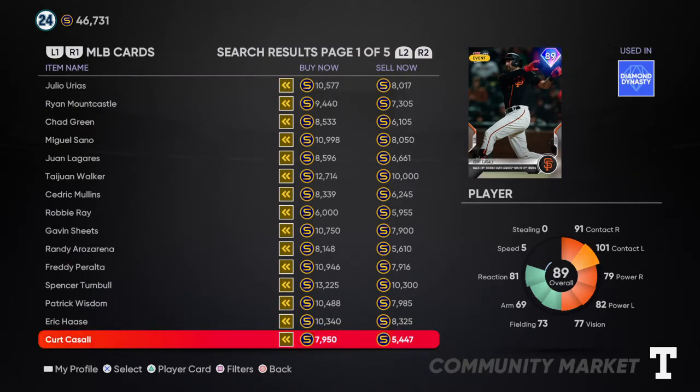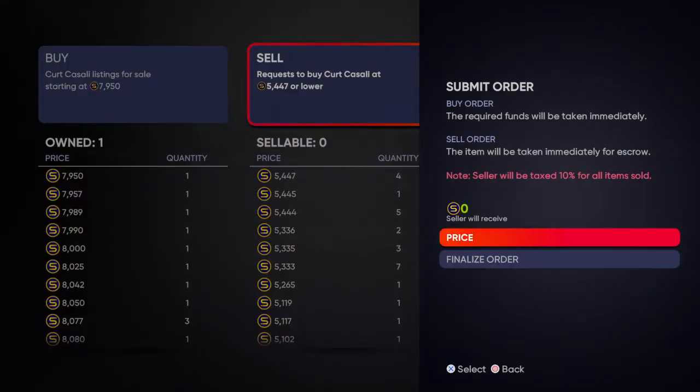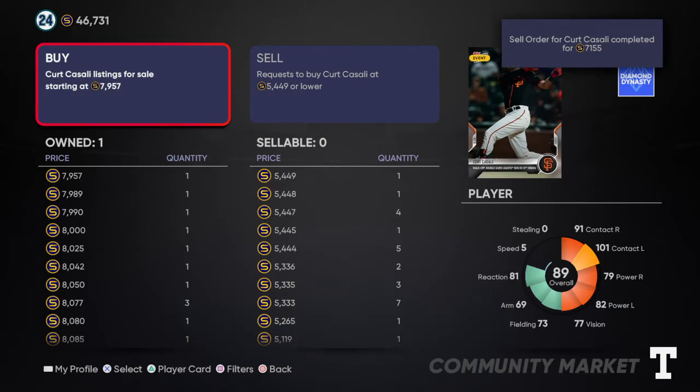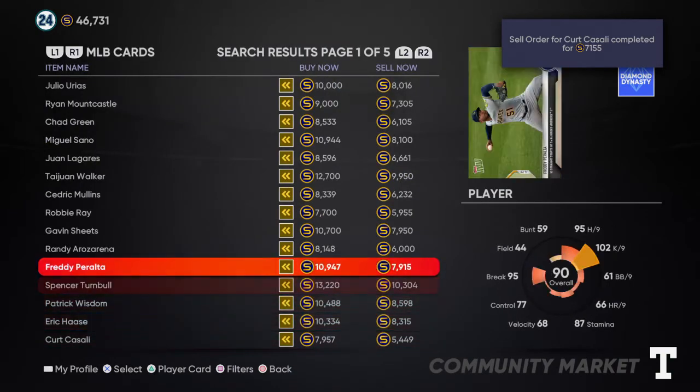I won't get the full 79 because there are taxes, like you can see when you put in a sell order: the seller will be taxed for 10% of all items sold. So if I wanted to put 10K here, I would make 9,000. That's 10% taken off. I can't put the 10K in for a sell order because I don't even have them sellable, but that would go way down. That's the reasoning for selling for one less. And you saw he just went through, because the Tops Now guys are just going like that.